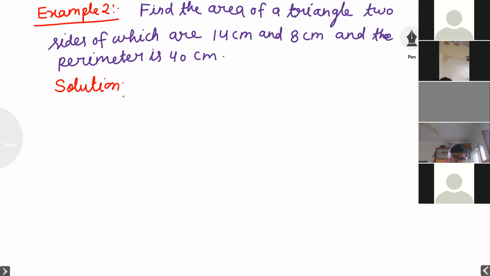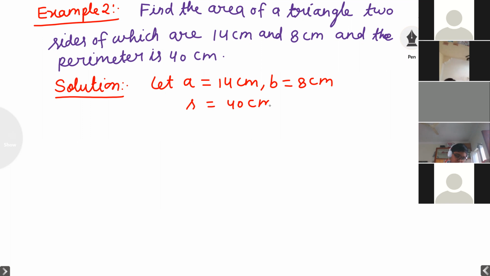In this figure, you are observing, students, two sides he has given, the third side we want to find out, and the perimeter is also given. Then firstly, I want to write here, let A is equal to 14 centimeter, B is equal to 8 centimeter, perimeter S is equal to 40 centimeter.